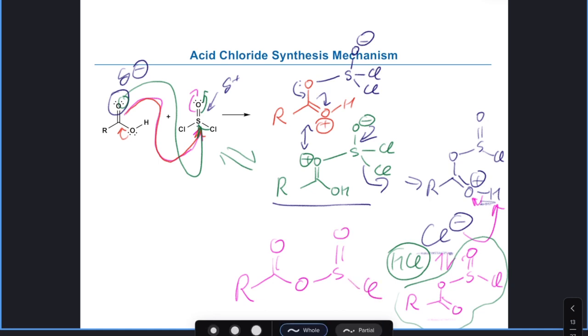Does that look like a functional group you guys have seen before? This should remind you of something. If that sulfur was a carbon, what does that kind of look like? We've named that functional group. Anhydride? It looks like an anhydride. So what we just did is we started with a super electrophilic molecule, SOCl2. I used the carboxylic acid nucleophilically. I made a bond, and what I've just done is I made an anhydride-looking molecule.